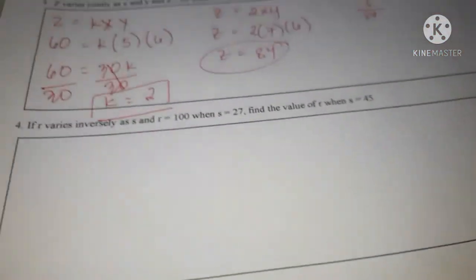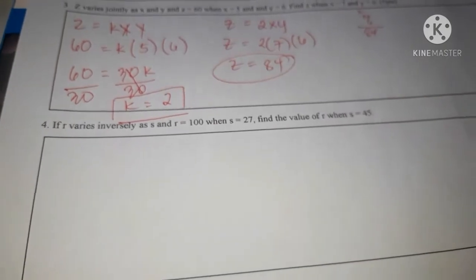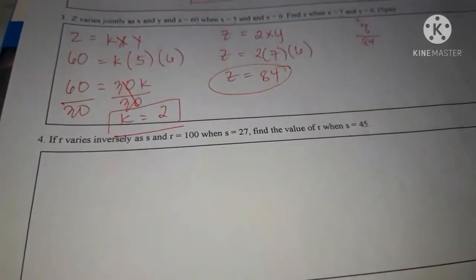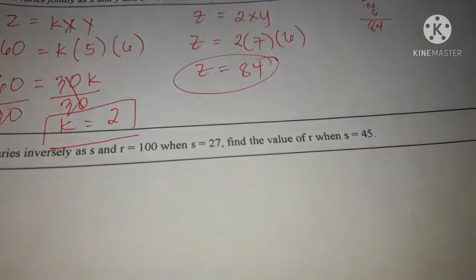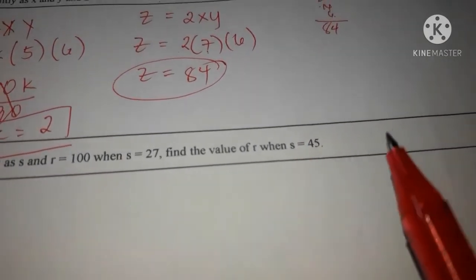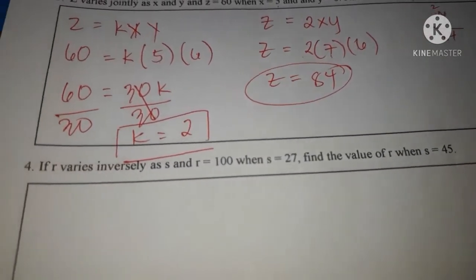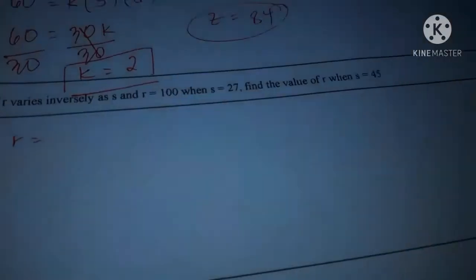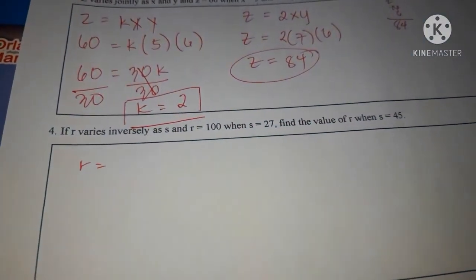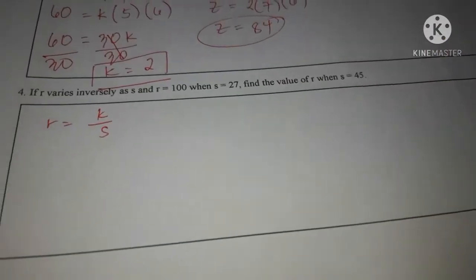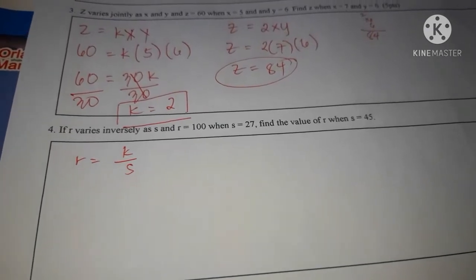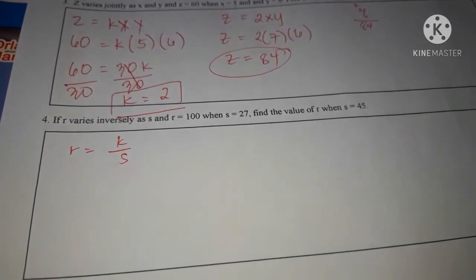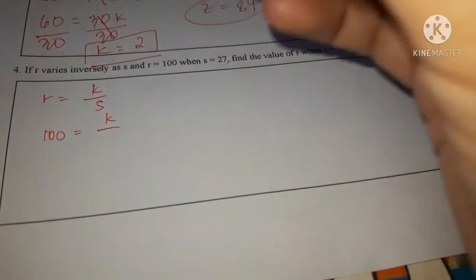Next, the last one. If R varies inversely as S and R is equal to 100 when S is equal to 27, find the value of R when S is equal to 45. So, R varies inversely as S. So, meaning si S ara sa dalom. K over S. And R is equal to 100 when S is equal to 27. So, substitute anay ang first nga given. R ta is 100 equals copy K over S, which is 27.